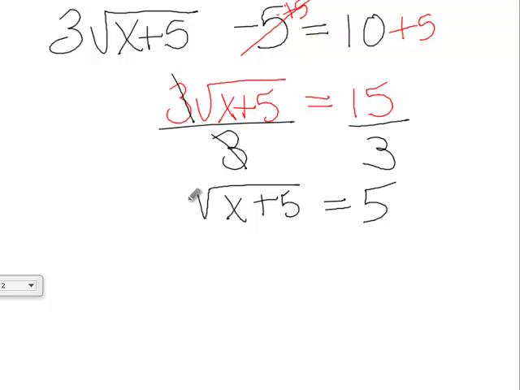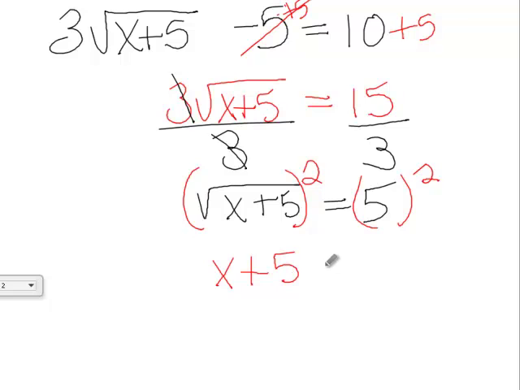Since this is a square root, the opposite of square rooting is squaring. So we will square both sides. When we do that, since the square and the square root are opposite operations, they cancel each other out, and you're just left with x plus 5. On the other side, 5 squared turns into 25.